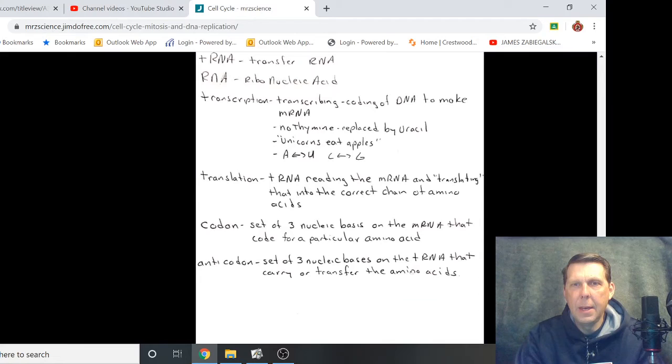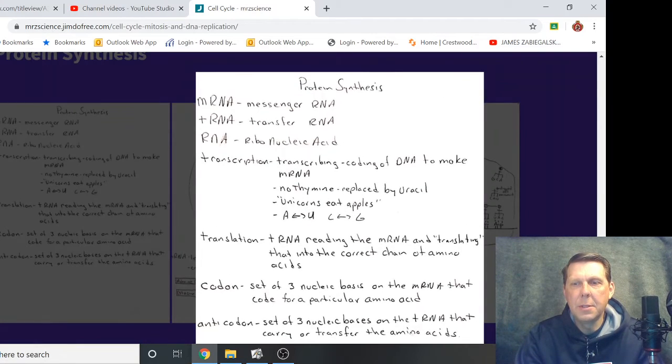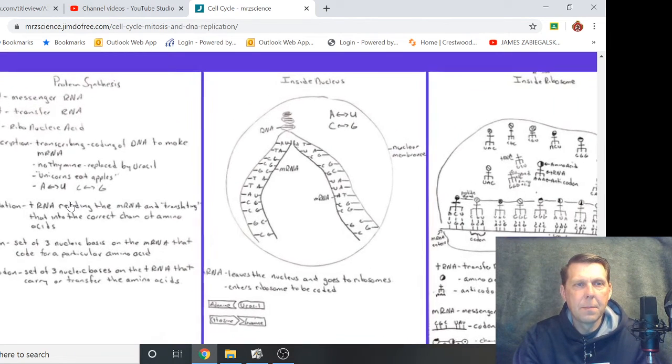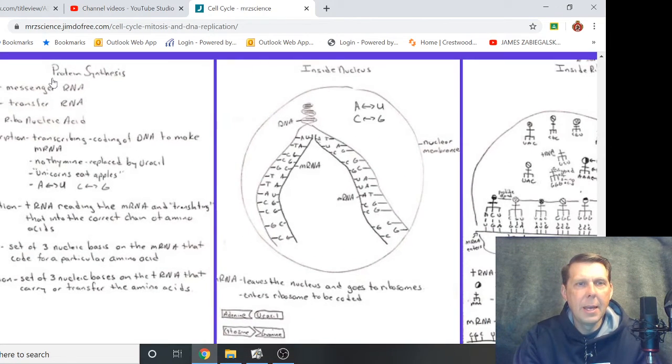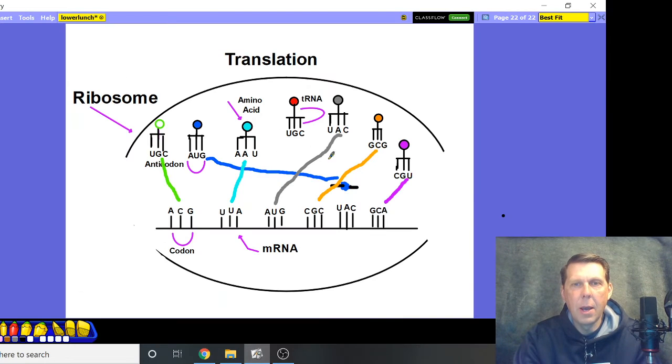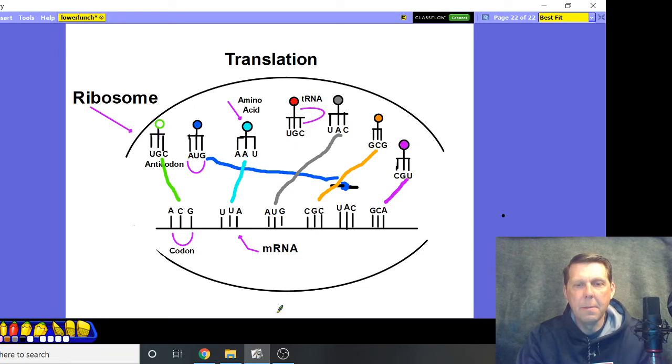And this whole thing is called protein synthesis, the making of proteins. Right? The mRNA, that's the messenger RNA. The tRNA is that transfer RNA. That's this guy right here. This whole structure is called the tRNA, the transfer RNA.